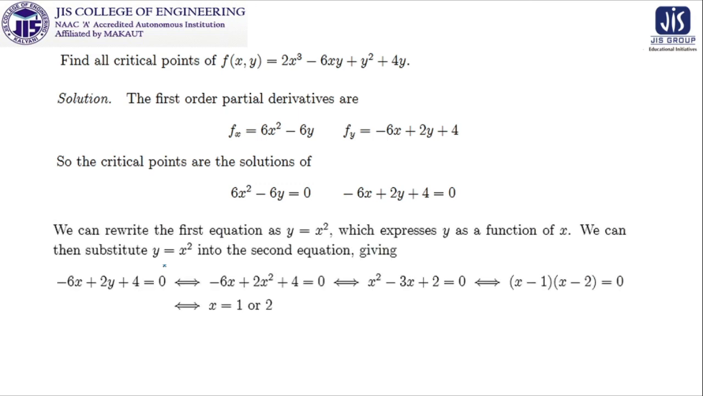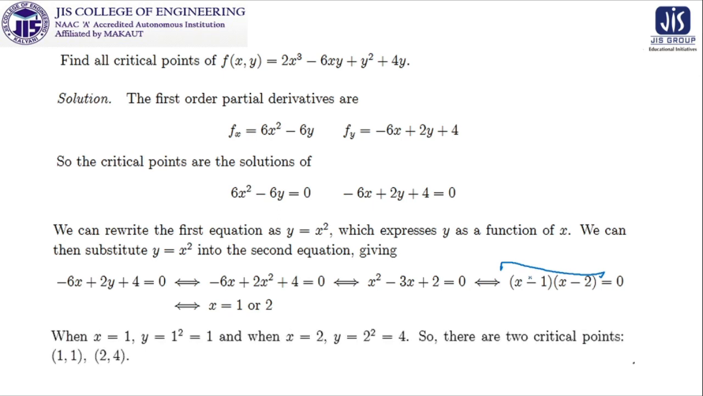If we rewrite the first equation as y equals x squared, then we substitute it in the second equation. We will get a quadratic equation in x, which means we are going to get two values of x. Clear? So x equals 1 and 2. Putting them in, when x equals 1, y is equal to 1 squared, that means 1, and when x equals 2, y is equal to 2 squared, that is 4. So there are two critical points: one is (1, 1), another one is (2, 4).